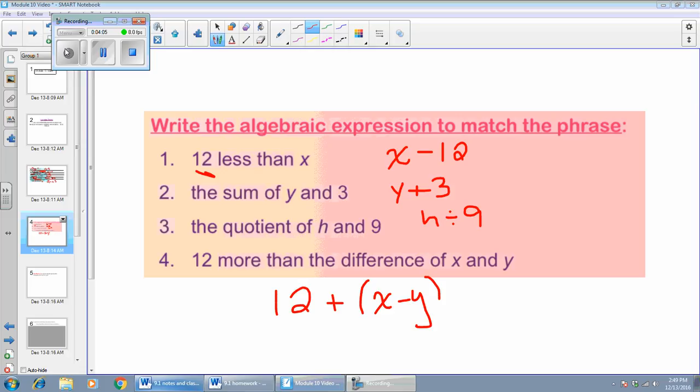Okay, compare your answers with the answers in front of you. I think question 4 is a little tricky. 12 more than the difference of x and y. So the difference of x and y, we're finding the difference between them and we use subtraction. Then we're adding 12 more. Notice how I use the parentheses to separate the difference of x and y with 12 more than. So we want to find the difference first, then we want to have 12 more than that. So that's why we use the parentheses to stay organized.